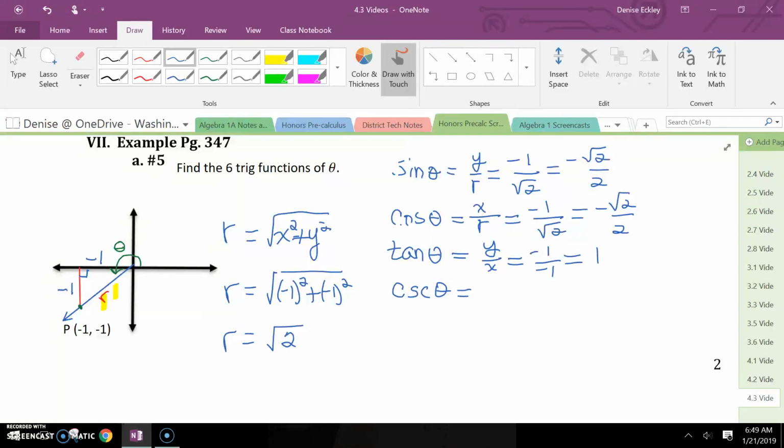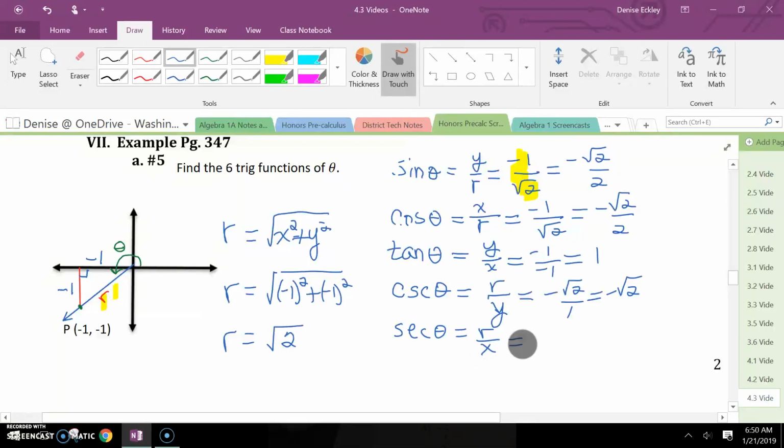Now we can just go ahead and do the reciprocal of sine here, but I am going to write what the relationship is so we have it. So cosecant is r over y, which will be negative the square root of 2 over 1, which is negative square root of 2. And from what we did above, we're going to see that since x and y are the same, that secant has the same value. It's going to be r over x, which will be negative square root of 2 over 1 again, which is negative square root of 2.